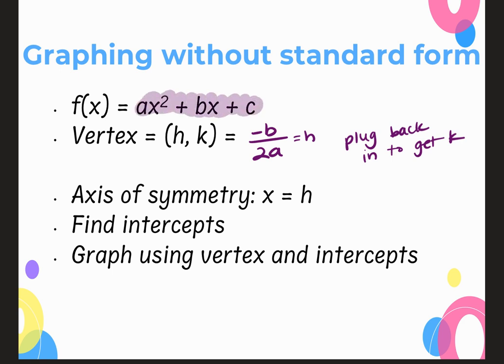And we find the vertex by doing negative b over 2a. That negative b over 2a gives the h coordinate of your vertex. And then to get the k coordinate of your vertex, you take the h and you plug it back in. Your axis of symmetry is still x equals h. You can find your intercepts by either taking your original equation and factoring it, or using the quadratic formula.